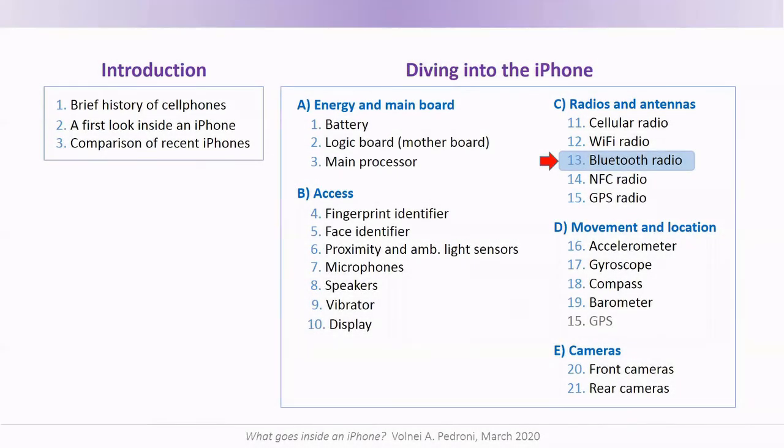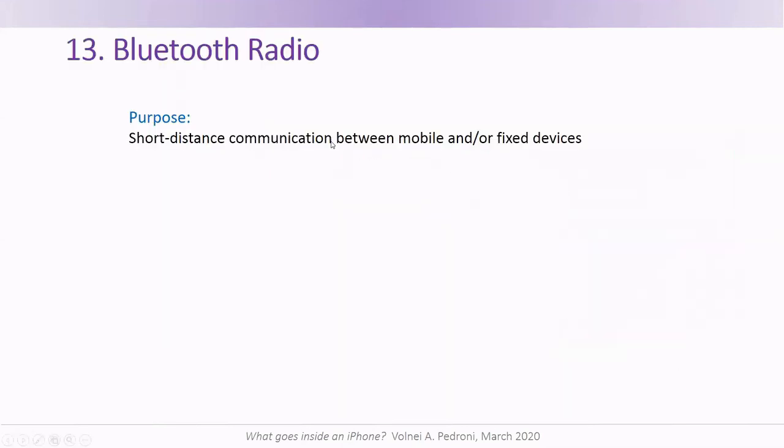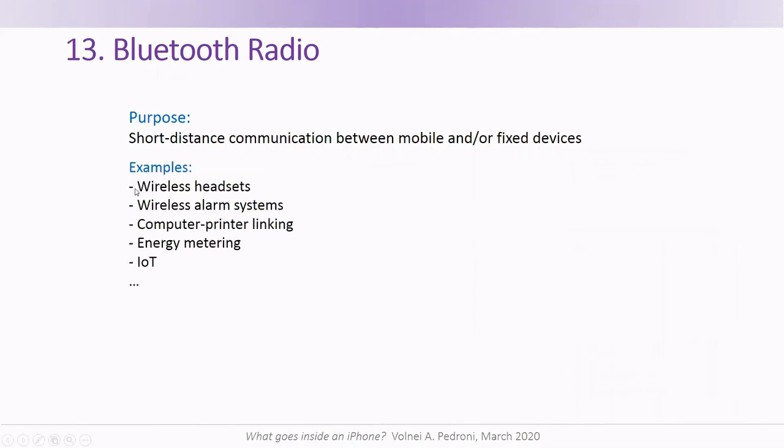The next radio in our list is the Bluetooth radio. Its purpose is short distance communication between mobile and or fixed devices. There are many applications for it, like wireless headsets, wireless alarm systems, computer printer linking, energy metering, Internet of Things, etc.